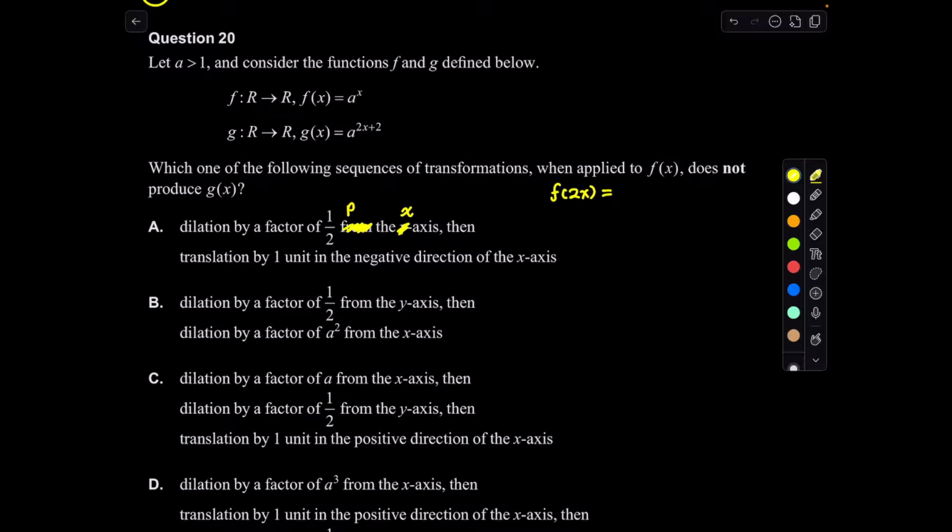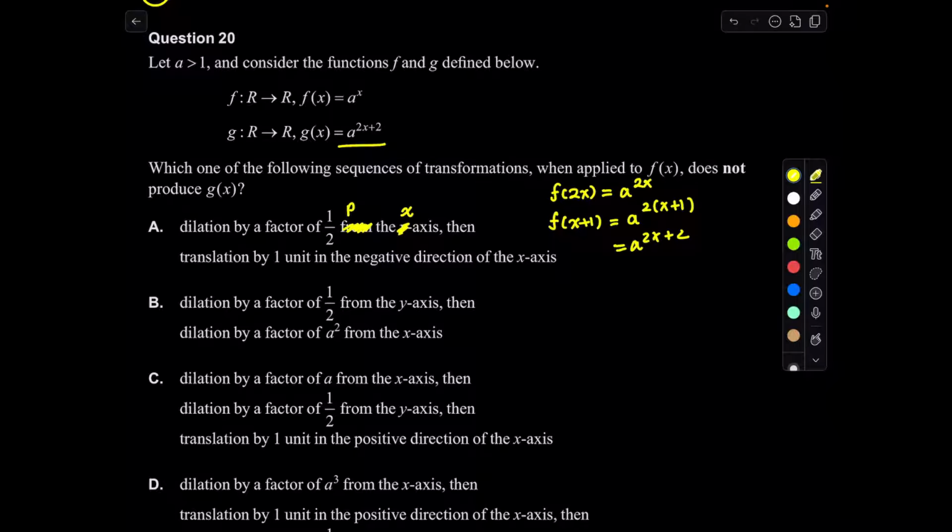So if we did that to this function over here, you're basically just replacing the x with 2x, done. And then it says a translation 1 unit in the negative direction of the x-axis. Basically, the next thing is x plus 1. So they're translating 1 unit to the left. If we do that to this function here, you basically just substitute x plus 1 and then expand that. And as you can see, yes, we absolutely get g of x.